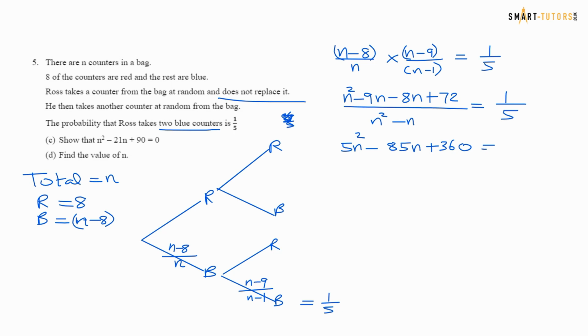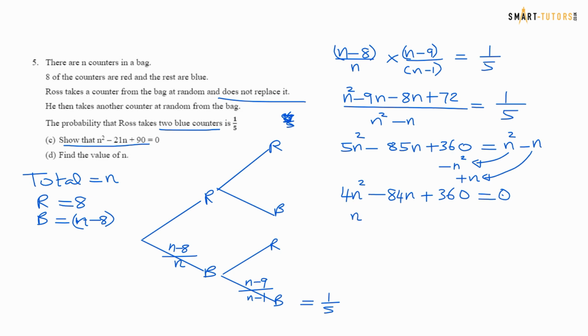360 equal n squared minus n. So bring the n squared here, that n squared becomes minus n squared, and minus n here becomes plus n. So combine together, that becomes 4n squared minus 84n plus 360 equals 0. But the good thing is they have a clue showing this equation. I'm dividing everything by 4, that becomes n squared minus 21n plus 90 equals 0.